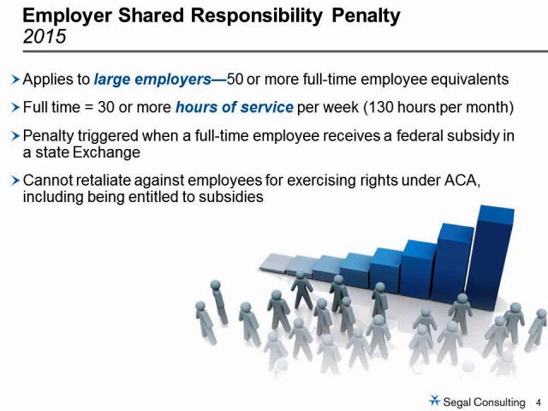The penalty applies to large employers, and that's employers with 50 or more full-time employees or full-time employee equivalents. Now, a full-time employee is someone who works 30 or more hours of service per week or 130 hours per month, and we'll talk about how you get to that calculation later on in the presentation. The penalty is triggered when a full-time employee receives a federal subsidy in a state or federal exchange, and an employer cannot retaliate against employees for exercising their rights under the ACA, including being entitled to subsidies.